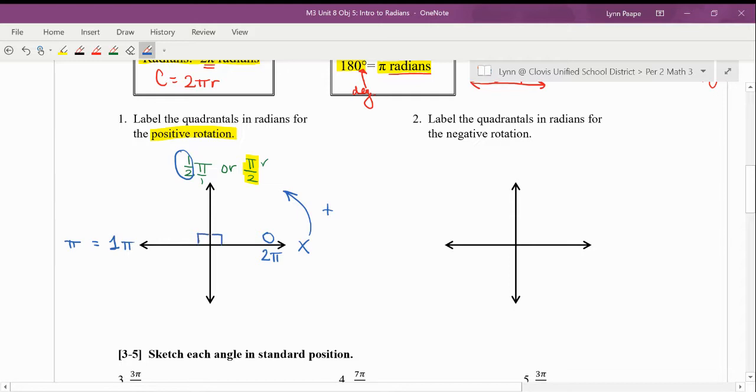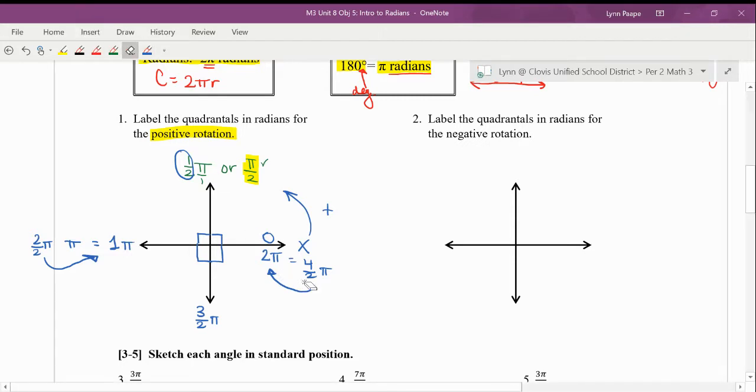So that's 1/2. This will be 2 halves, right? And then another half would be 3 halves. And then another half would be 4 halves, right? And then if I were to reduce 2 divided by 2, that gives me 1 pi. 4 divided by 2, that gives me 2 pi. So we count by 1/2 to figure that all the way around.